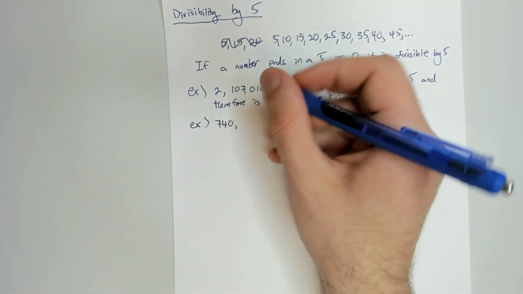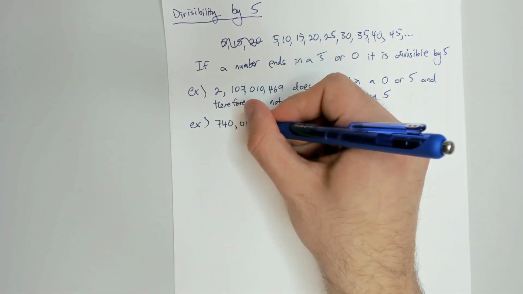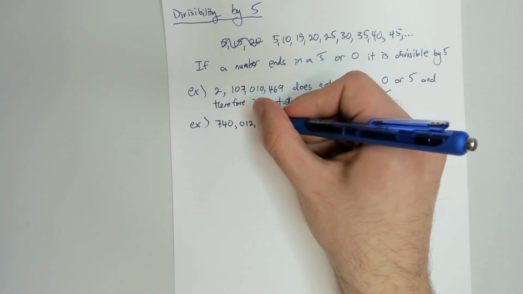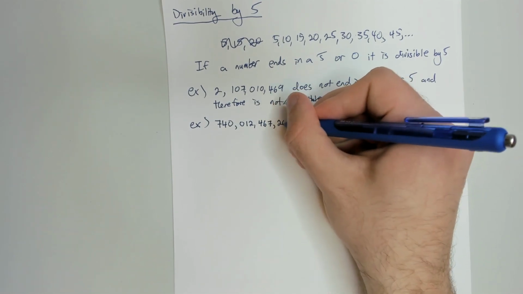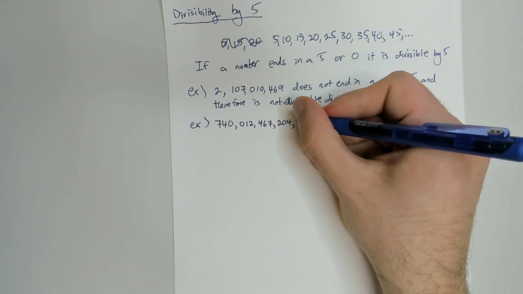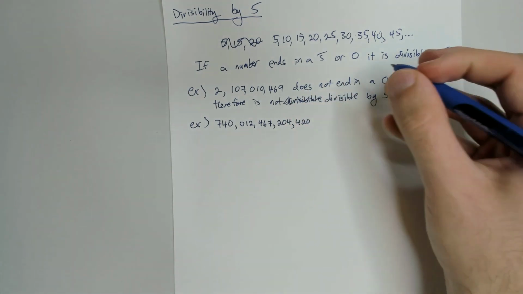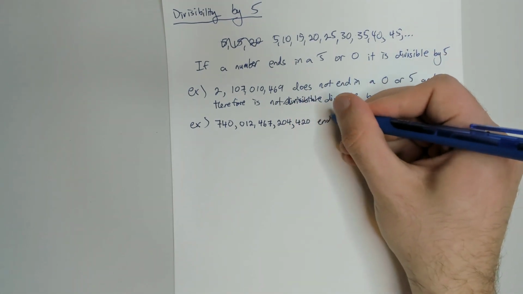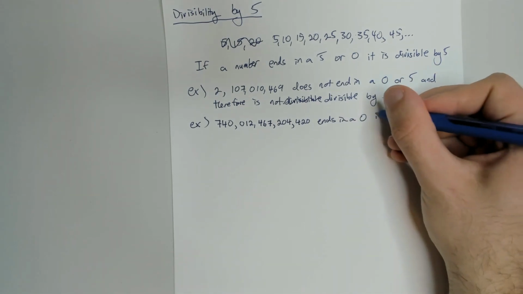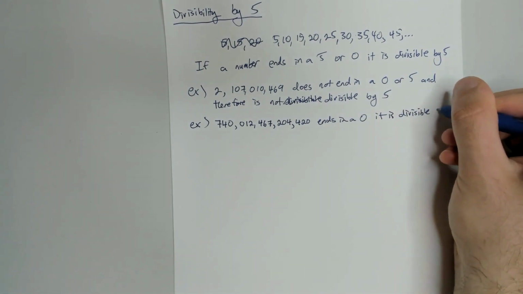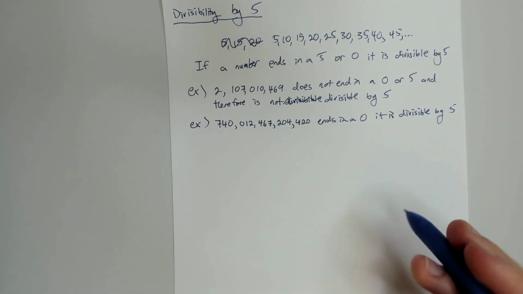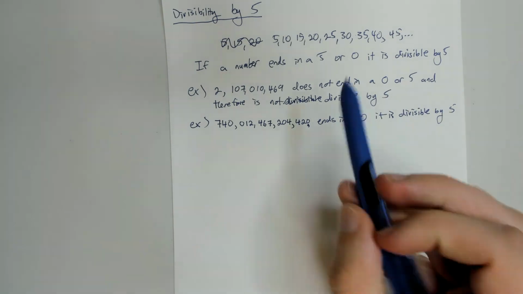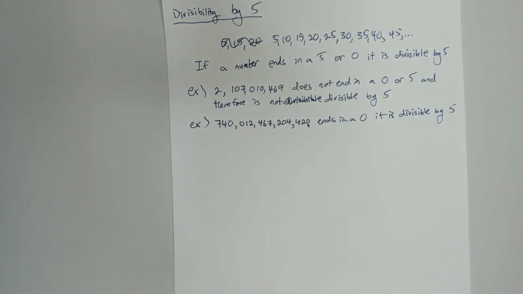740 trillion. This is a really girthy number. 12 billion. 467,204,420. That does end in a 0. So therefore it is divisible by 5. It's as simple as that. Huge number, we don't have to divide it, we don't have to worry about anything except the final digit because of this pattern that we noticed with multiples of 5. So it's got to be divisible by 5.